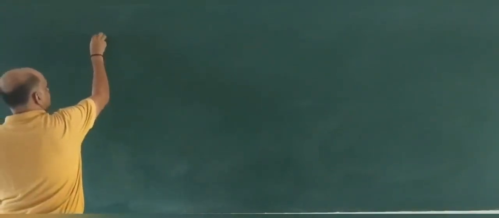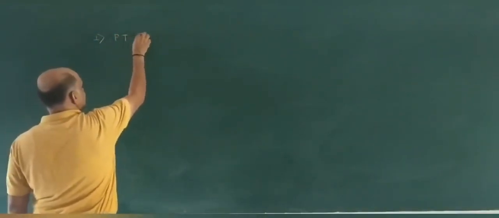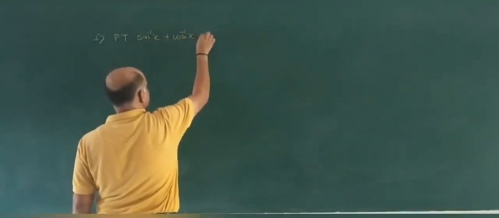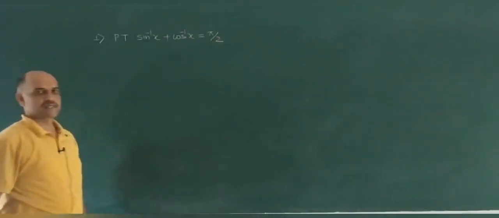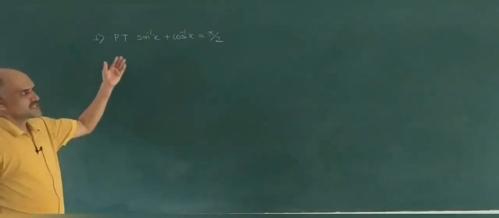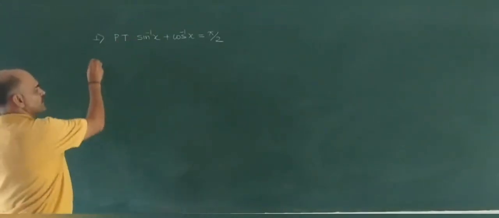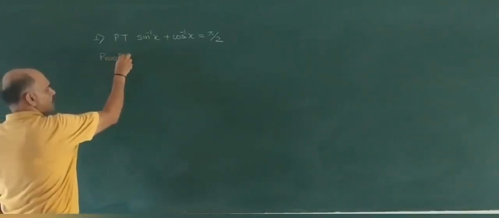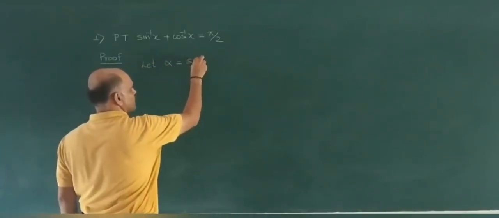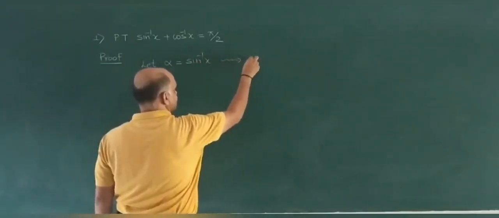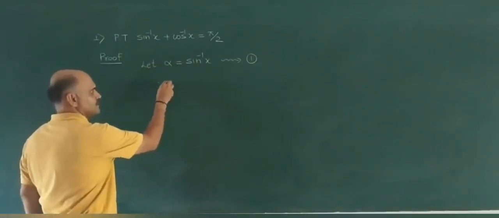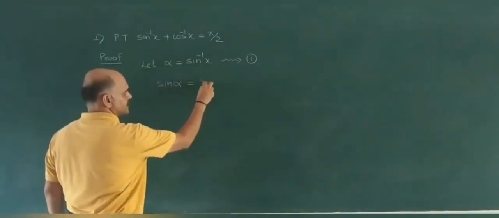So first one is, prove that sin inverse x plus cos inverse x is equal to pi by 2. So same, again I will take alpha and solve it. So if I take proof, let alpha is equal to sin inverse x, this I will take it as 1. Now if I take sin inverse to the LHS, I will have sin alpha is equal to x.